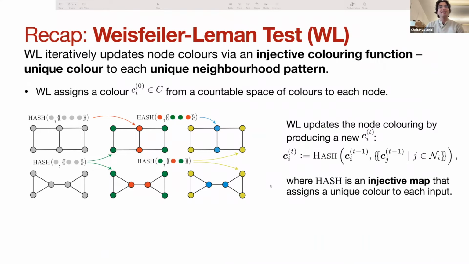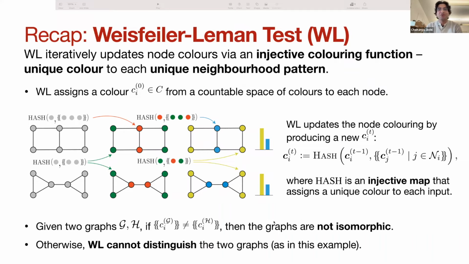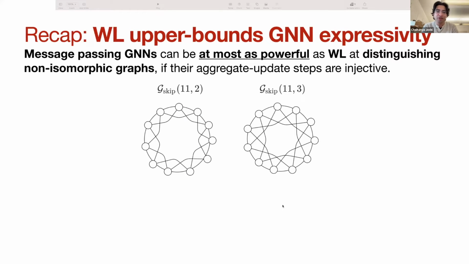So this test goes iteratively and you get a histogram of colors, and that allows you to tell whether graphs are isomorphic or not. And in this example, WL actually fails, which is interesting because there are lots of failure cases of WL. But for most practical purposes, people claim that WL is good enough. And why is that important? That's important because WL is an upper bound on graph neural network expressivity. So graph neural networks can be as powerful as WL at graph isomorphism, and they'll fail at all the same things that WL also fails at.